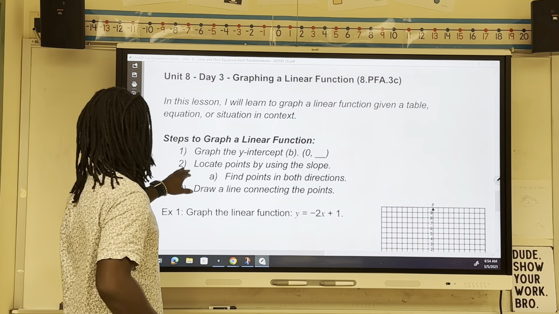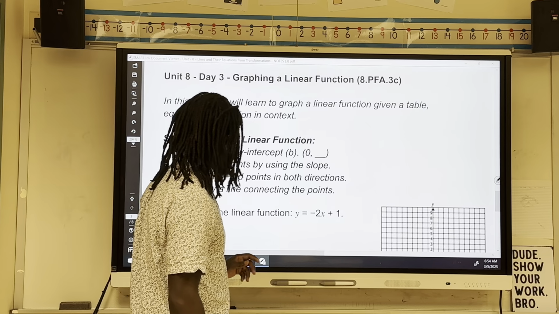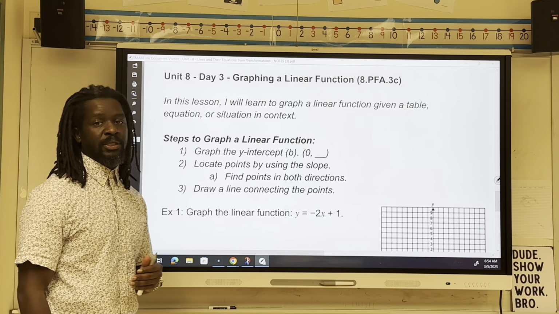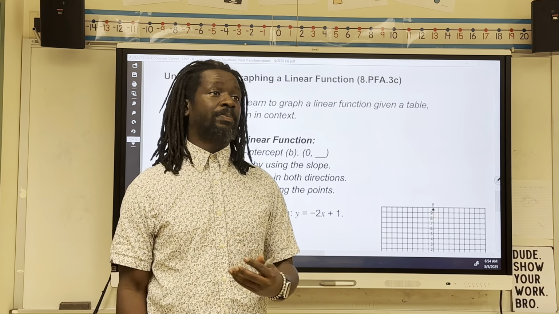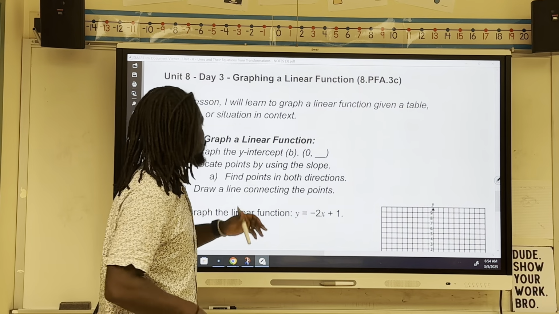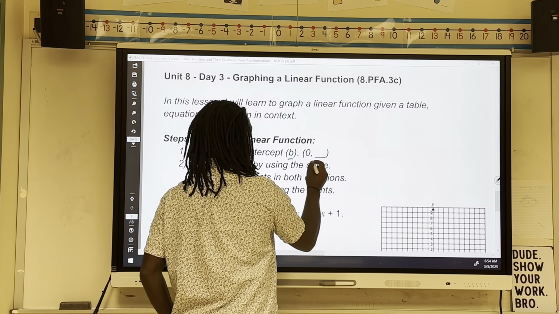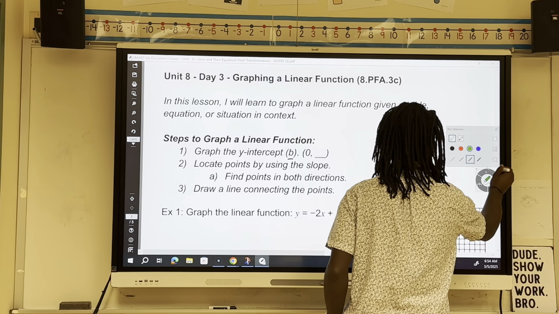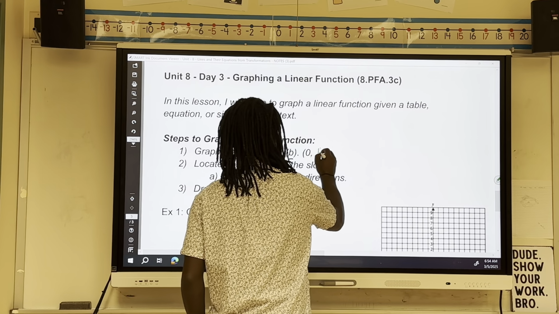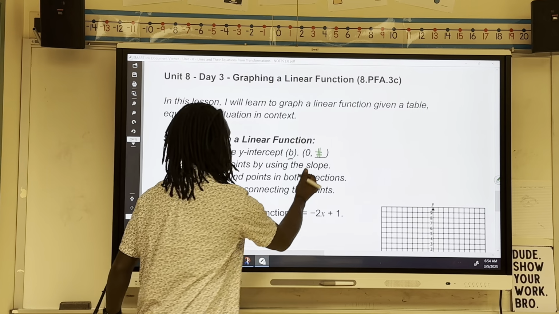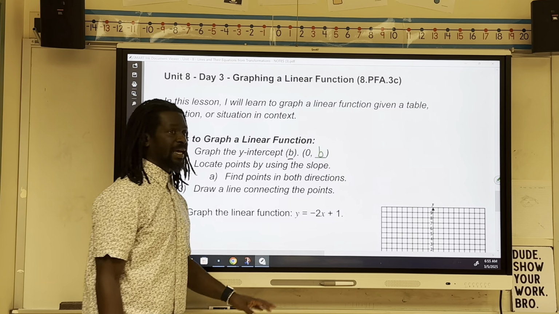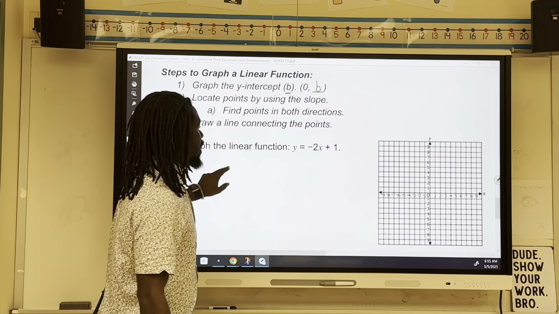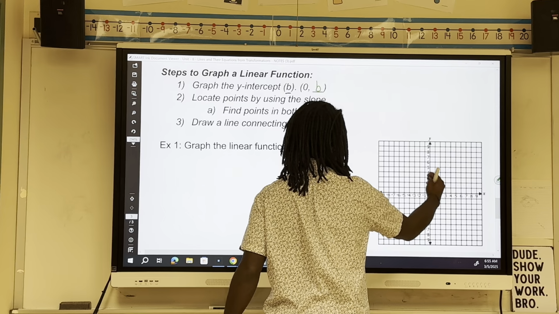When you are graphing an equation, I think it's a good place to start with the y-intercept, right? Because you're going to have it in y equals mx plus b. The y-intercept is the b, where it crosses the y-axis. And so we know that that's going to be 0 and some number. So whatever b is, we can put b there. That's going to be where it crosses the y-axis, all right? So we can start by graphing that.